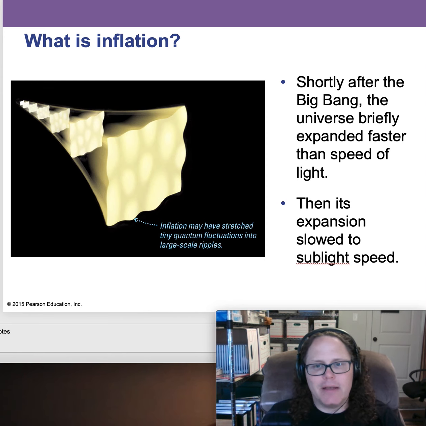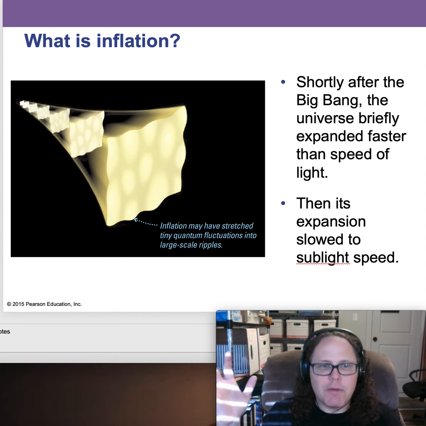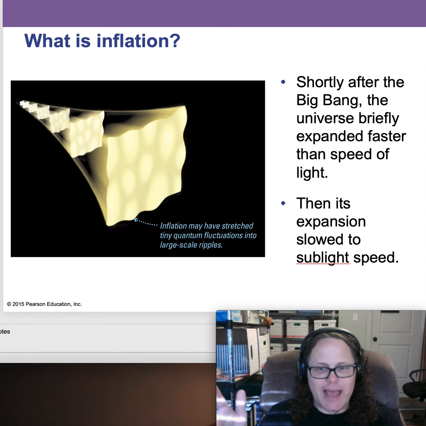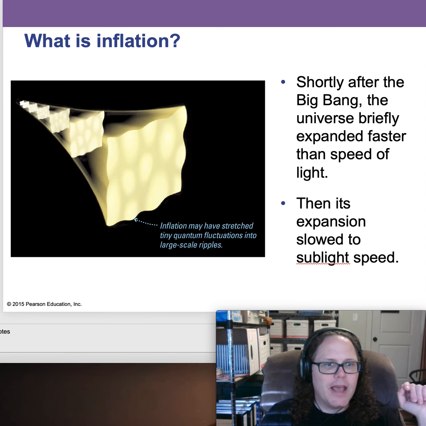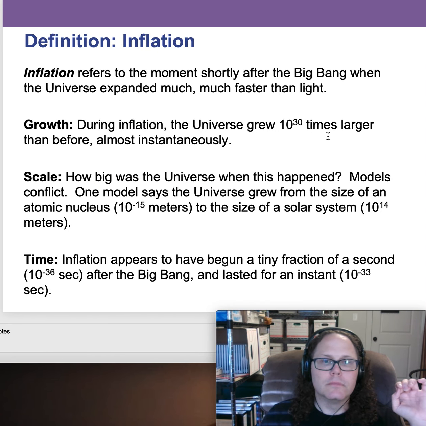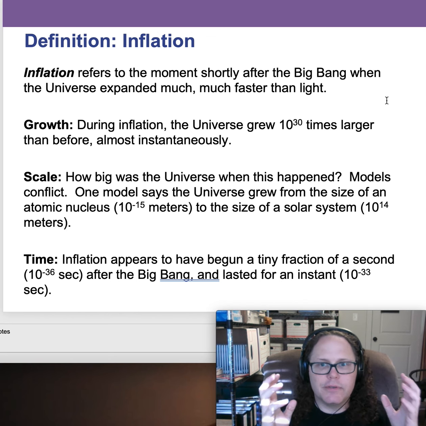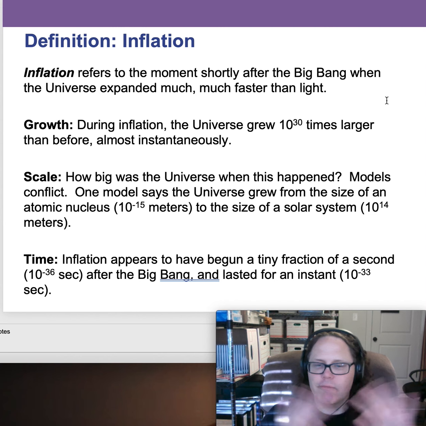Shortly after the Big Bang, a fraction of a second after the Big Bang, the universe expanded much faster than light. Then it slowed down to sublight speed. It slowed down, continued expanding, and then started accelerating again, but not to light speed. So during inflation, according to the data, the universe grew 10 to the 30 times larger, 1 with 30 zeros times larger than before, almost instantaneously, in a fraction of a second.